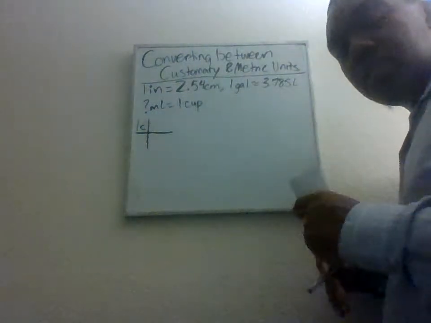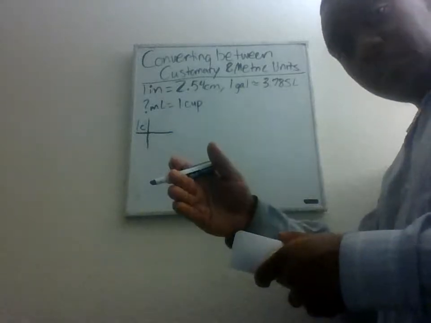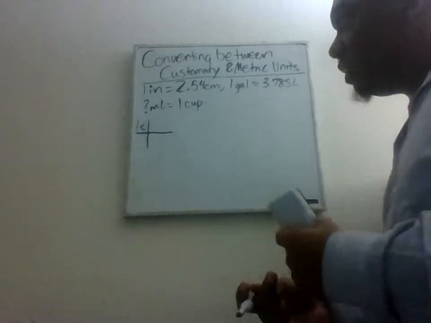And to get from cups to gallons, we need to get from cups to pints, pints to quarts, quarts to gallons. That's the order we want to go. So I have 1C for cups. I'm going to go from cups to pints.